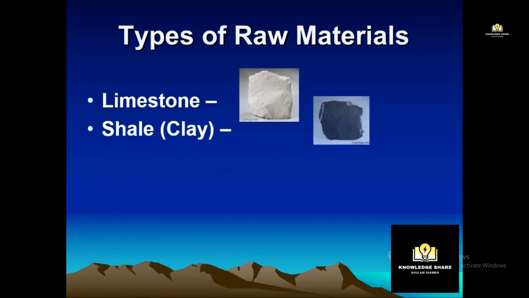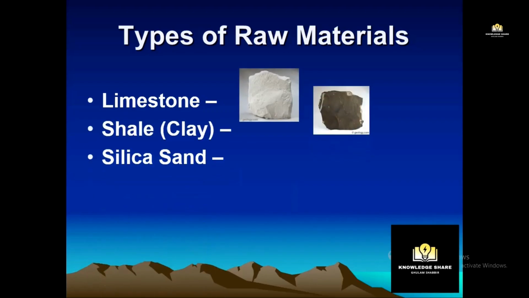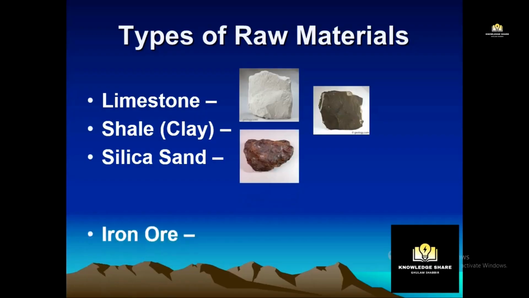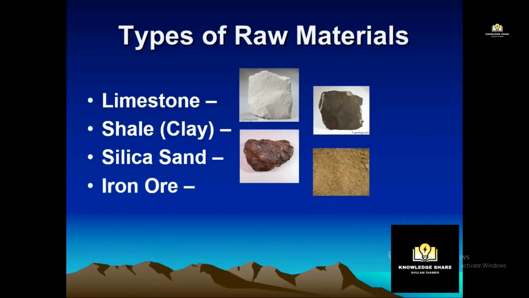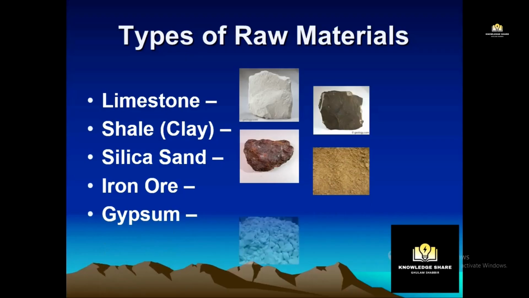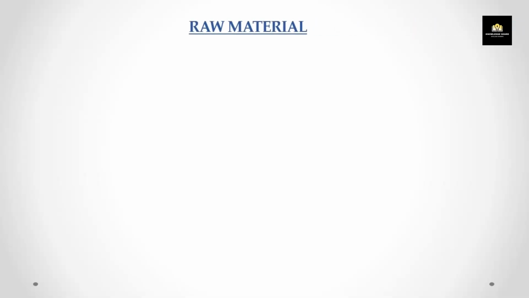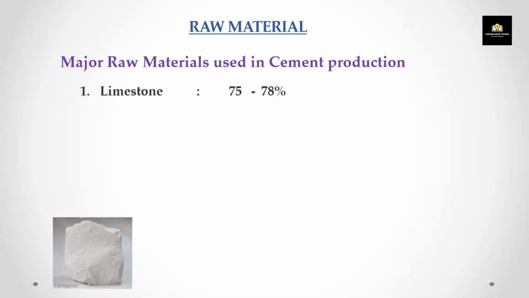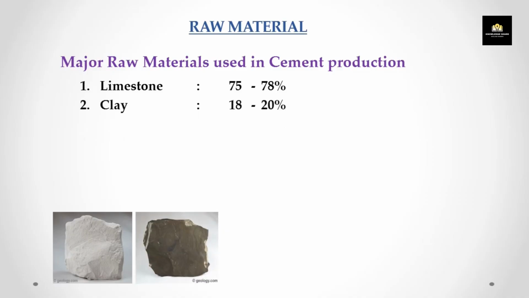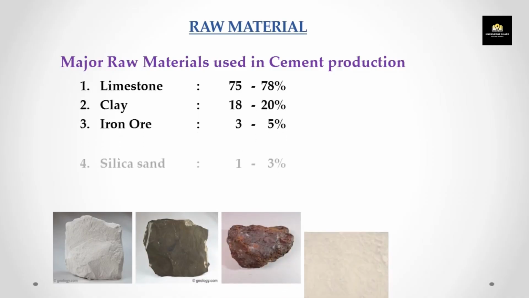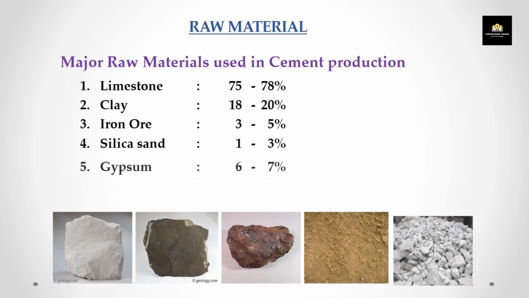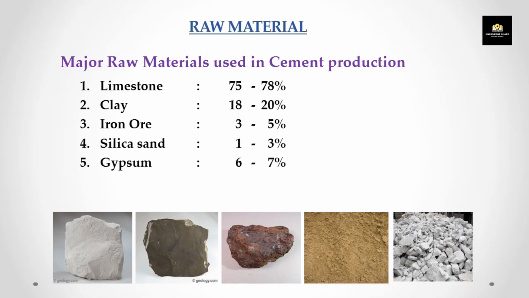Limestone or calcium carbonate and clay or shale are the most common raw materials used for the manufacture of Portland cement. These are the main raw materials used in cement production. The location of the cement plants is most often determined by the occurrence of suitable limestone deposits. Most common raw materials used for cement are limestone, clay, iron ore, silica sand, and gypsum.